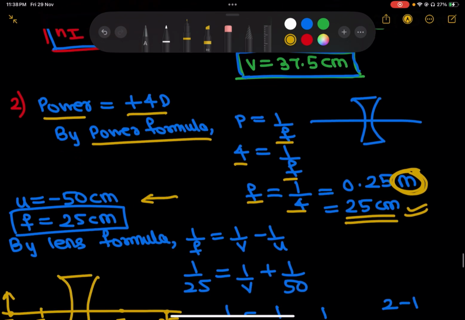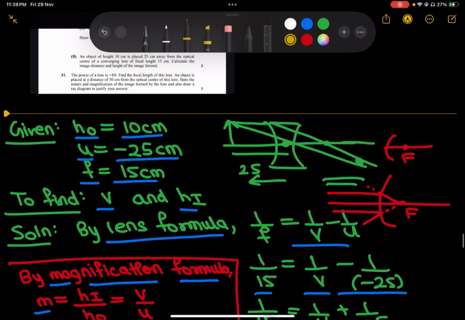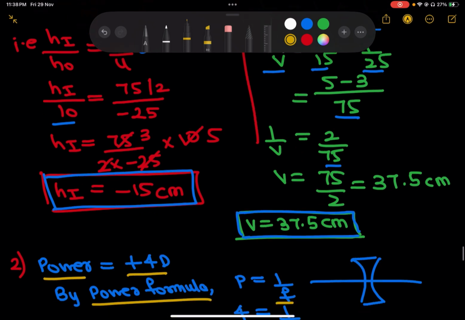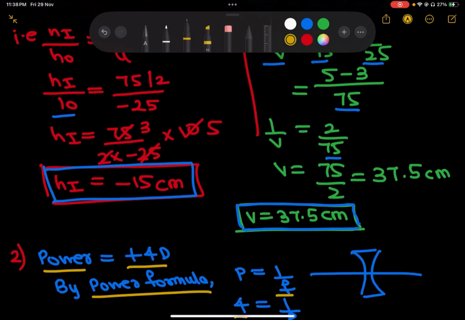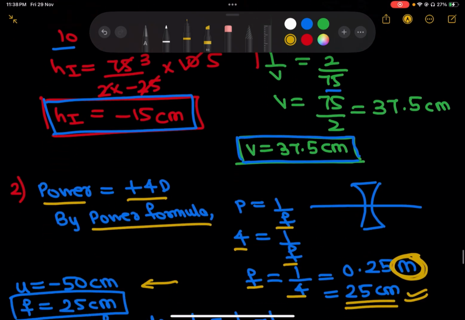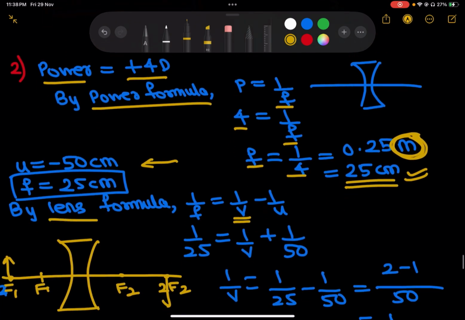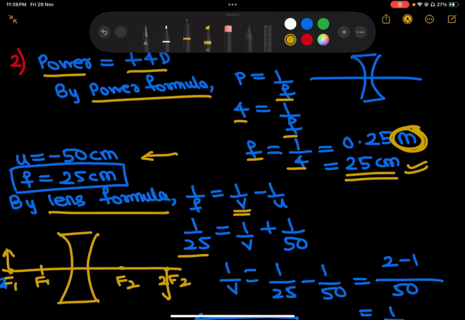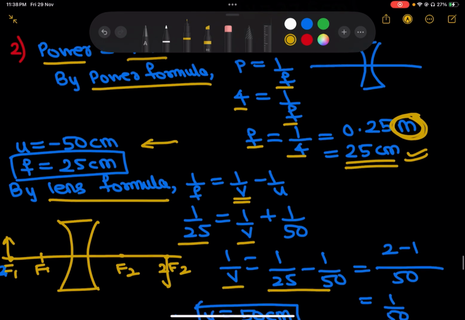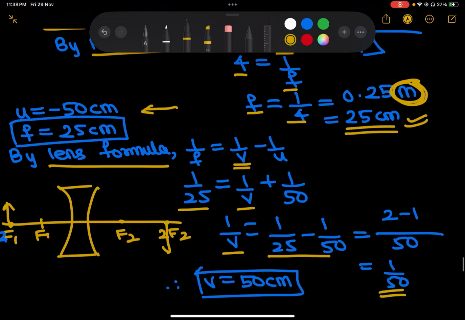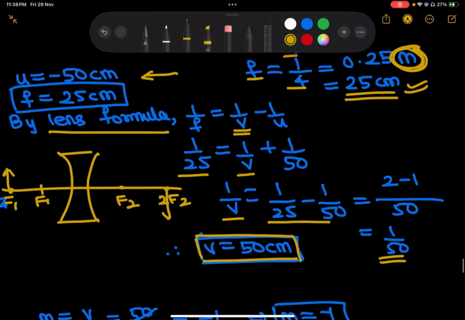So first we have to find out V. Actually, they have asked the nature and magnification, right? But for magnification, we don't have the height of the image or the height of the object. Hence, we have to find out V first. That's what we are doing by using the lens formula. 1 by F is equal to 1 by V minus 1 by U. 1 by 25 is equal to 1 by V minus 1 by minus 50. I've directly written it as plus 1 by 50. So 1 by V is equal to 1 by 25 minus 1 by 50. The final answer we get is 1 by 50. That is, V is 50 centimeter. So the image distance is 50 centimeter.